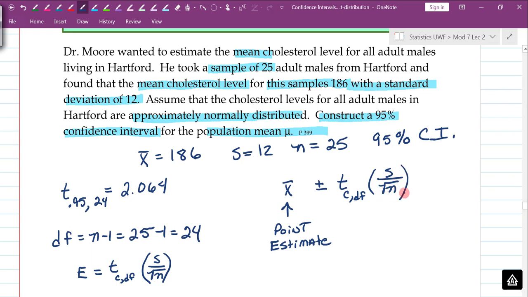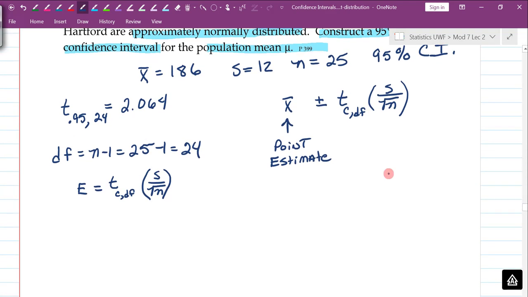Okay, the other confidence intervals we've been doing, when we knew the population standard deviation, we would use a Z instead of a T, and then we would use our sigma instead of an S. So those are the two changes that we've made. So let's go ahead and calculate this. So this will look like 186, that's our point estimate, okay, plus and minus our T, which is 2.064, parentheses, S, which is 12, divided by the square root of N, which is 25.